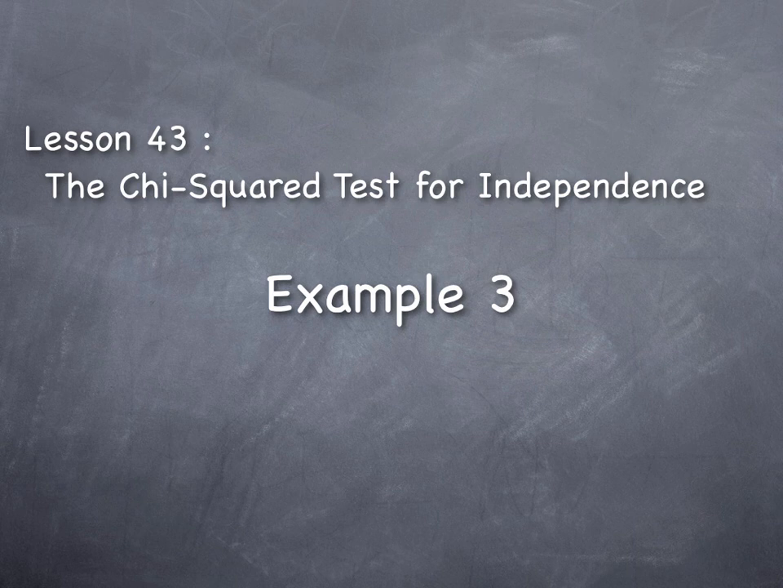Lesson 43, the chi-square test for independence. Example 3.